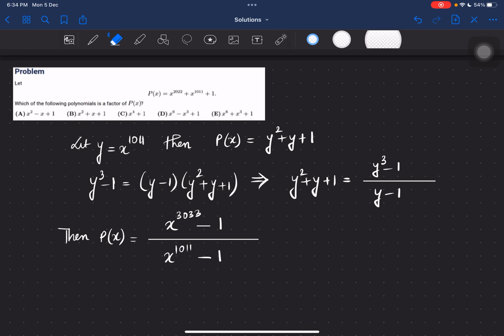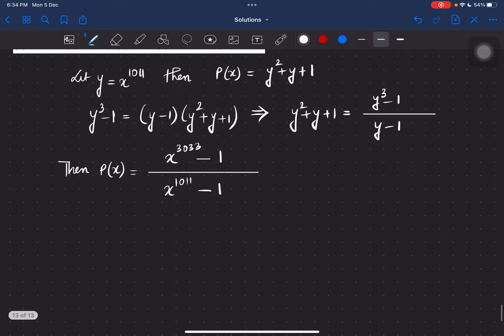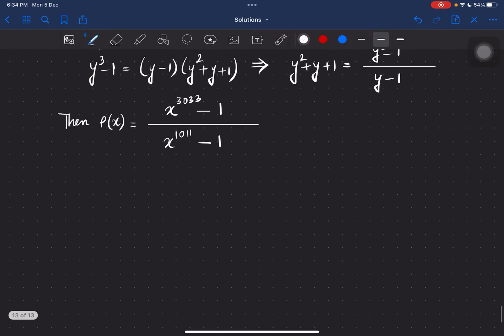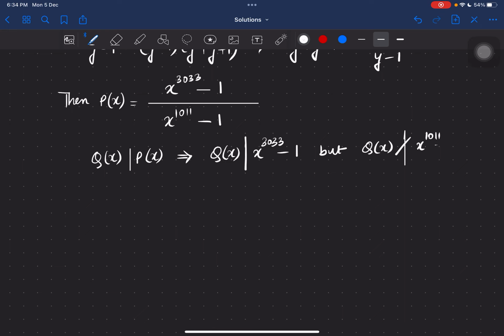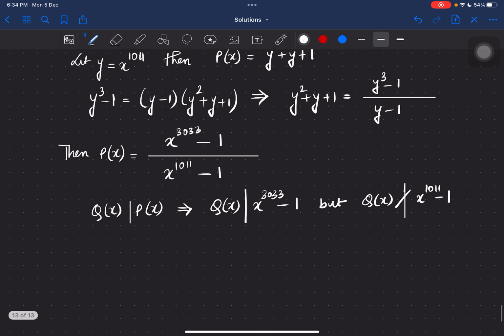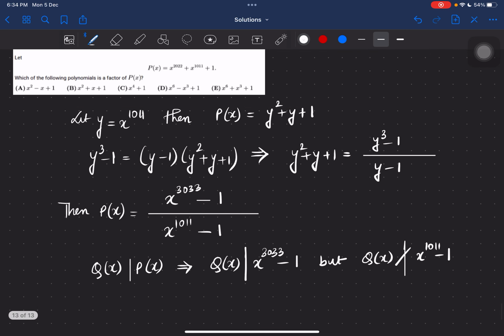Suppose a polynomial q(x): you have to find which of the following polynomials is a factor of p(x). So suppose q(x) divides p(x). That implies q(x) must divide x^3033 - 1, but q(x) must not divide the lower part, x^1011 - 1. Otherwise, we will not get back this p(x).